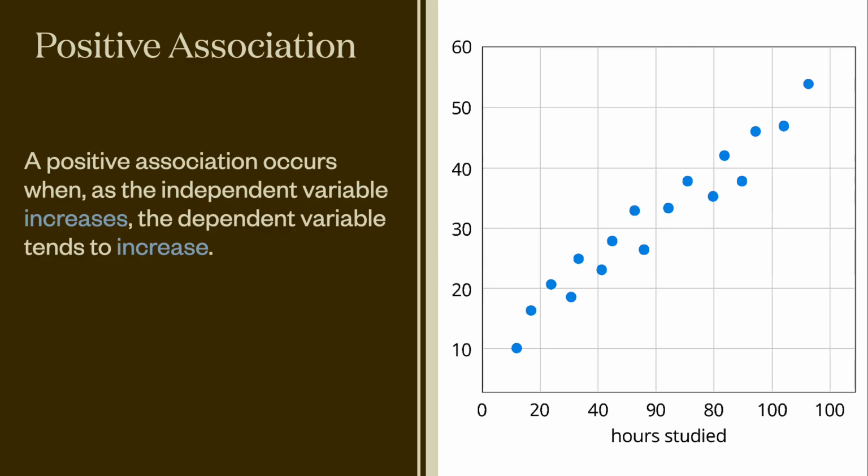A positive association doesn't guarantee that someone who studies more will get a higher grade. In fact, you can see in this scatter plot that there are a few examples of people who studied for more hours that got a lower grade than people who studied less, but in general, more hours mean a higher grade, and that's what's known as a positive association.